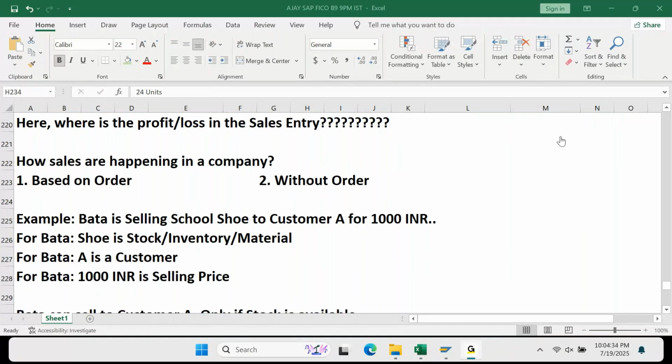In our example, what did we sell? Shoes. Shoe is the product, shoe is the material. Now you need to understand how Bata is receiving this item. How Bata is receiving, there are only two possibilities. Possibility number one, either purchase it. Possibility number two, or produce it. Agree? Either you purchase the shoe or you manufacture the shoe.